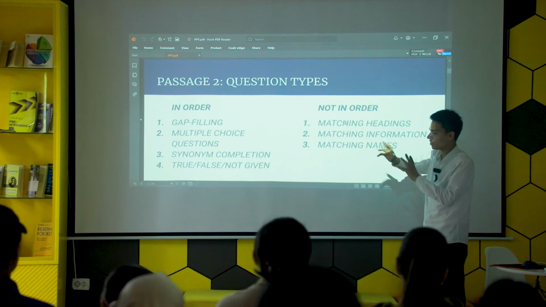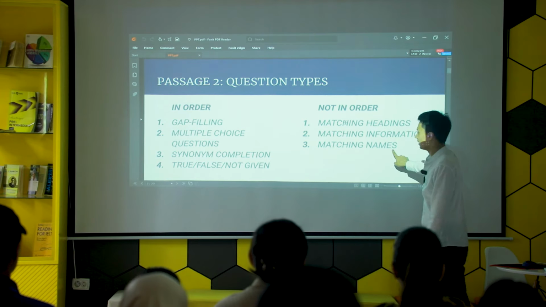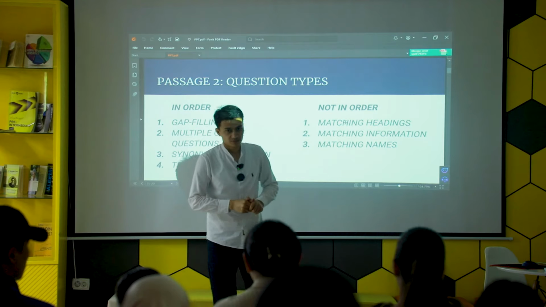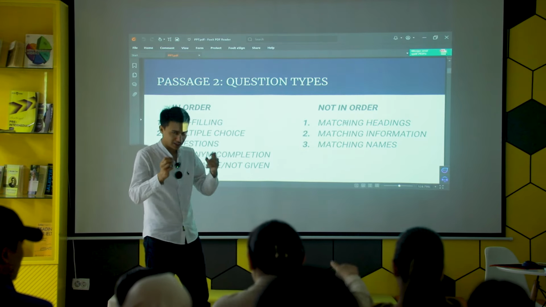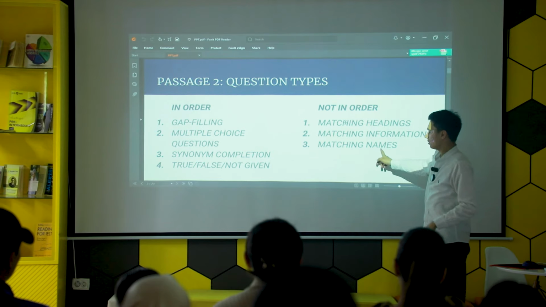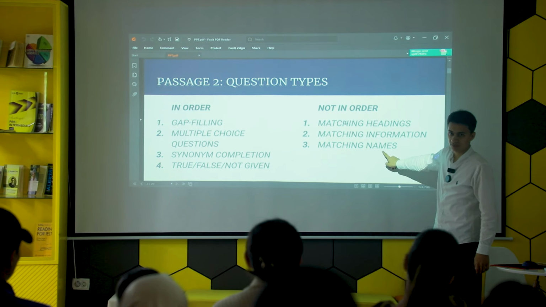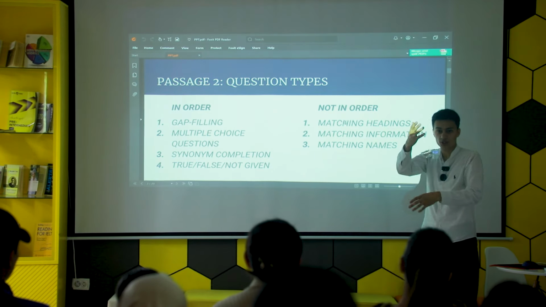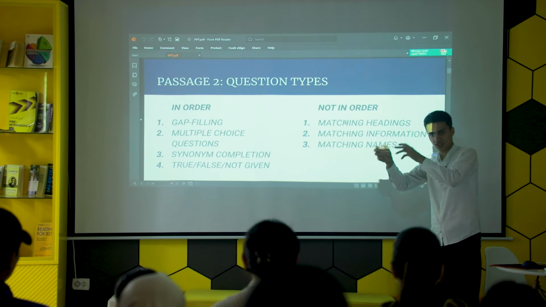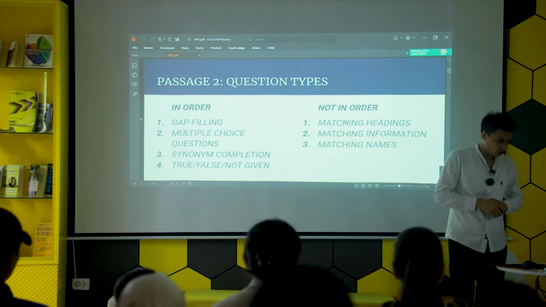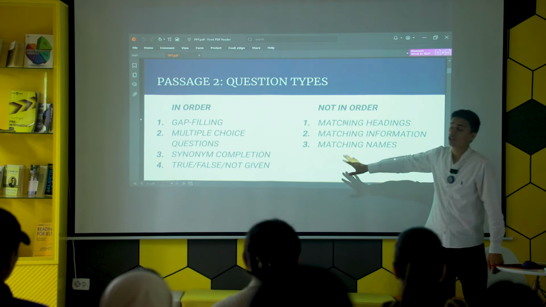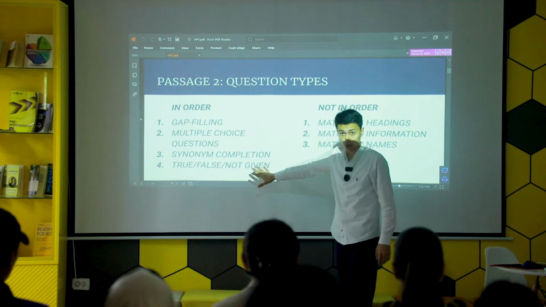Almost the same. Matching information. And then we got matching names. Yeah, titles. Exactly. This one are the names. Similar, like there are some researchers, scientists. So your job is to match it with the correct comments, right? So these are the question types that are common in passage 2, okay?